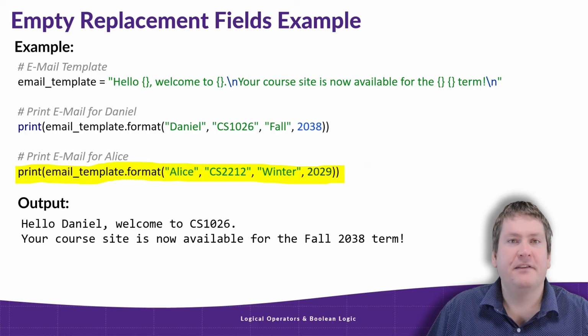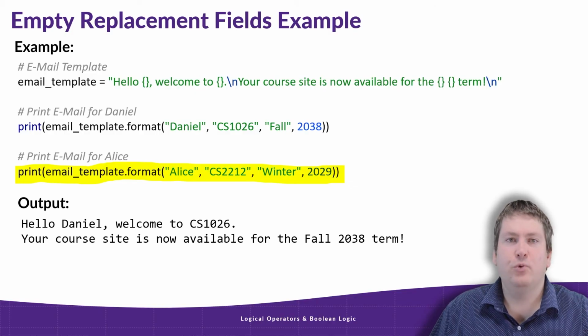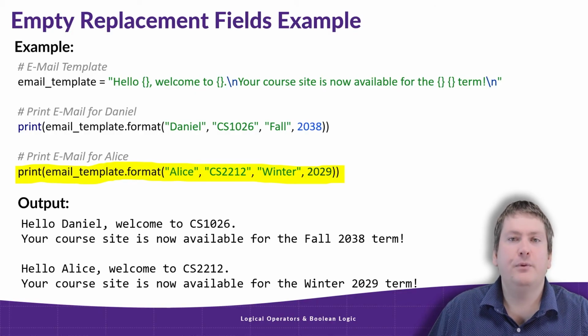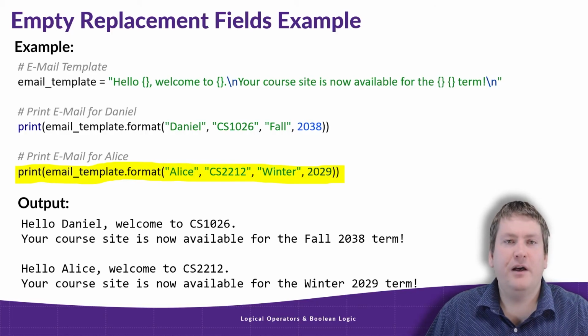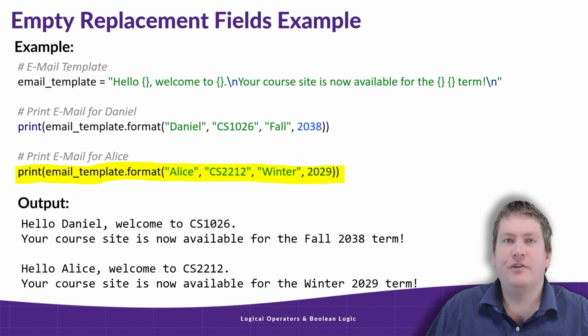So that's what this next line does here, except it sends in the values for Alice, CS2212, Winter, and 2029. And that output would look something like this. Hello Alice, welcome to CS2212. Your course site is now available for the Winter 2029 term. What's great about this is we can just keep reusing that template, so we could just use it for any student and we would have a new nice string made.